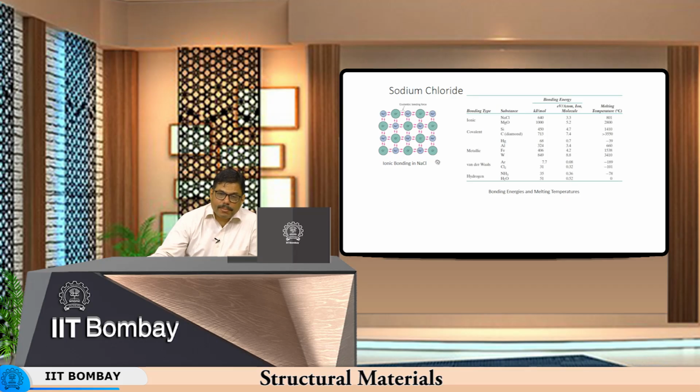Now here you have two electrons involved to create the bond. So magnesium has got valency of 2 and oxygen has got valency of -2, and therefore you have MgO as a compound which has very high bonding energy, and the corresponding melting point is also that much higher.